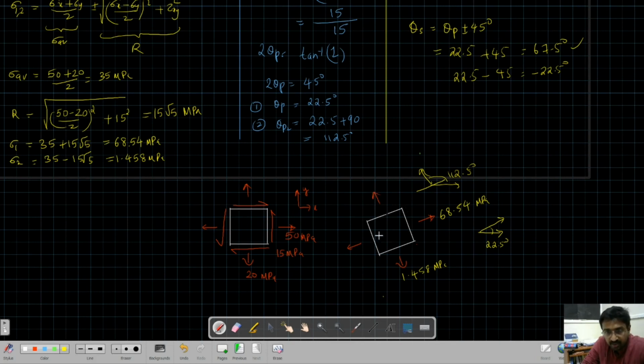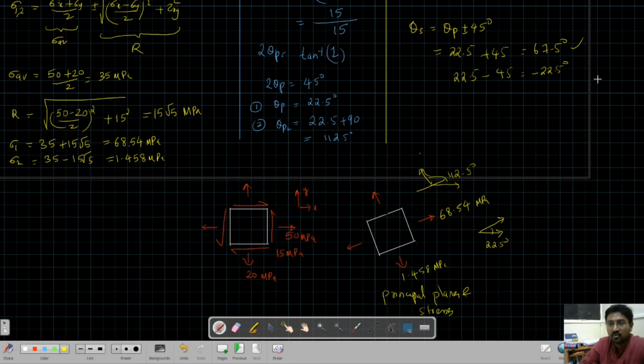This plane and this plane are basically parallel planes, so they both have the same orientation. This plane and this plane also have the same orientation. That is why you only have to find two angles. You can also take 22.5 degrees minus 90 and you will get this plane. It is basically just the orientation, but these two planes will be parallel. So these are the principal planes and stresses.